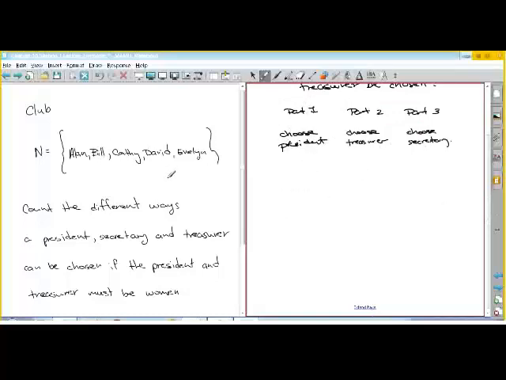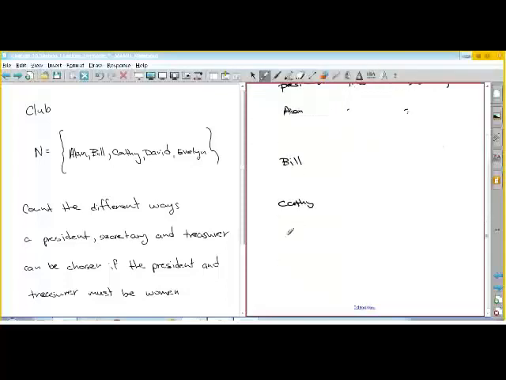So the way the tree diagram works is, how many people do we have to choose from if we choose the president first? There's going to be 5 people to choose from. Those possibilities are Alan, Bill, Kathy, David, Evelyn.